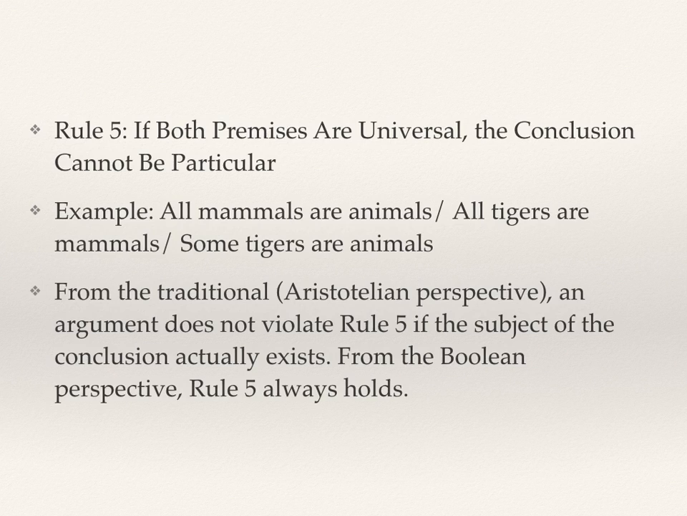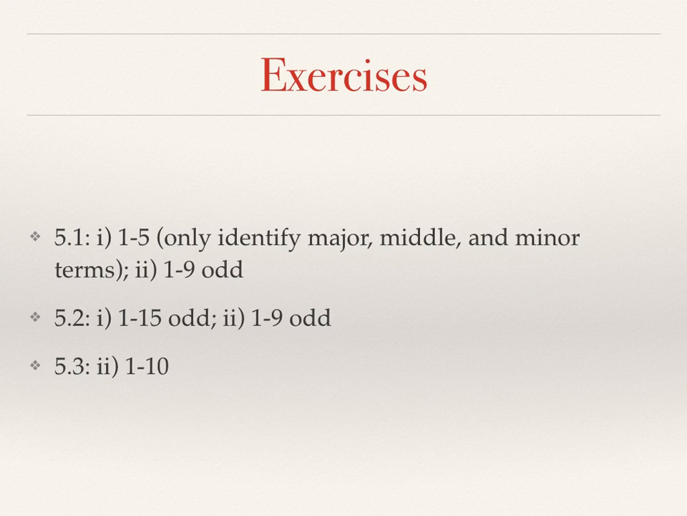So what we'll be doing in the exercises for this section is you will be identifying the major, middle, and minor terms, and then you will be looking to see whether particular categorical syllogisms do or do not violate any of the 5 rules. Good luck.